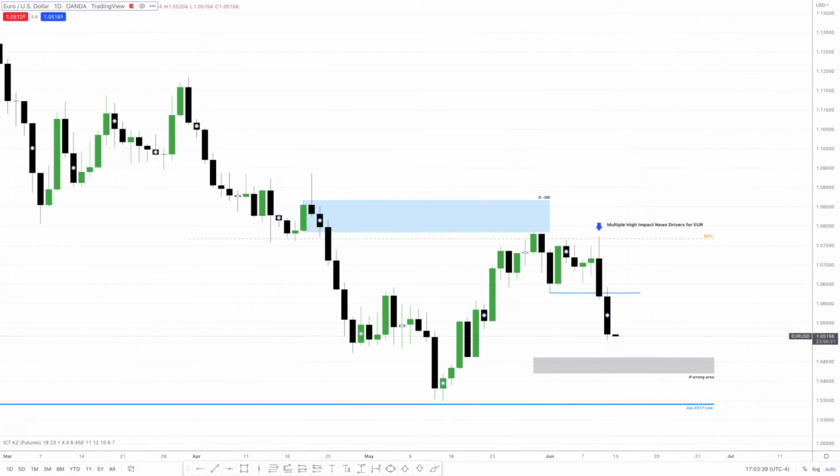All right, and dropping into the daily chart, you see that we traded into this daily order block just before June started. We consolidated a little bit, and then you can see we traded down last week, Thursday and Friday, and that is due to the high impact news drivers that we had for Euro last week.